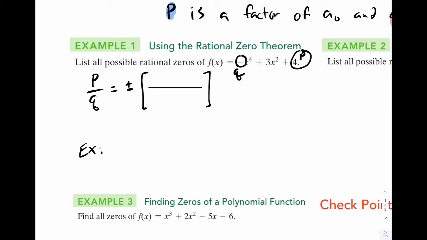So that number is 4. So think of all the possible factors of 4. That would be 1, 2, and 4. Right here you have -1, but just think about 1. And the factors of 1, well, that's simply 1. This right here, that's all your possible rational zeros. So if you simplify it, you could say plus or minus 1, 2, and 4.